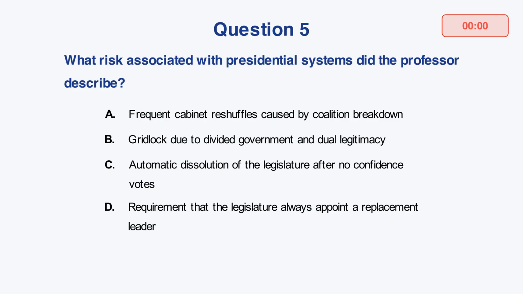Listen again to part of the lecture, then answer the question. Germany blends proportional representation with a constructive vote of no confidence, which requires that the legislature name a replacement when it removes the chancellor.